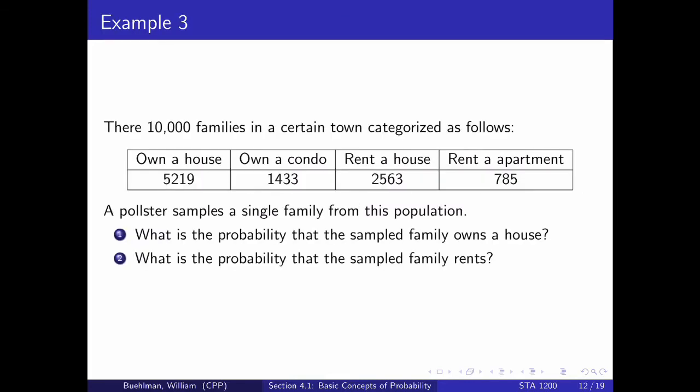Here's example 3. There are 10,000 families in a certain town categorized as follows. 5,219 of those families own a house. 1,433 own a condo. 2,563 rent a house, and 785 rent an apartment. A pollster samples a single family from this population and wants to know the following two things. What is the probability that the sampled family owns a house? And what is the probability that the sampled family rents?